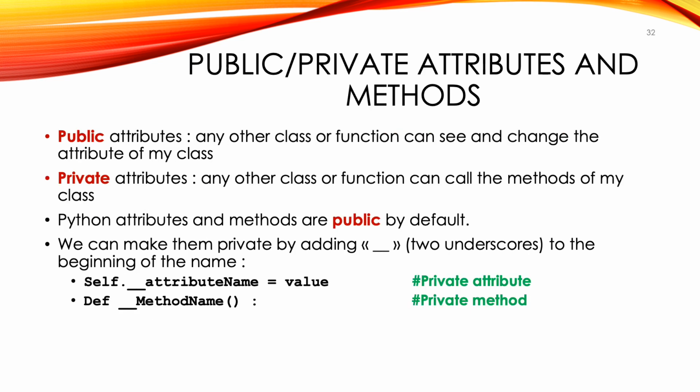Yet again, under the context of data protection, we evoke the concept of public and private attributes and methods. Broadly speaking, public means everyone is allowed to access. Private means that only members of the same class are allowed to access. By default, Python attributes and methods are public. To make them private, you simply add a double underscore to the beginning of the name of the attribute or method.